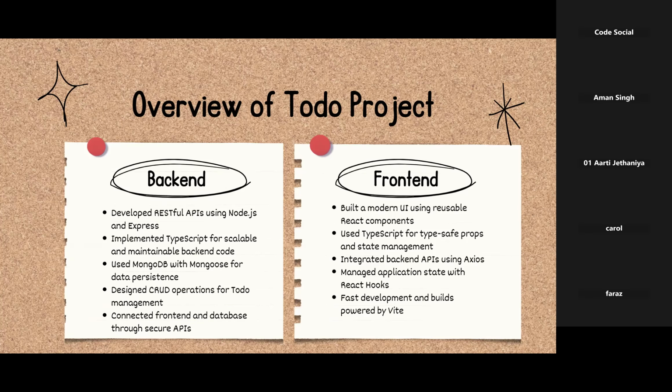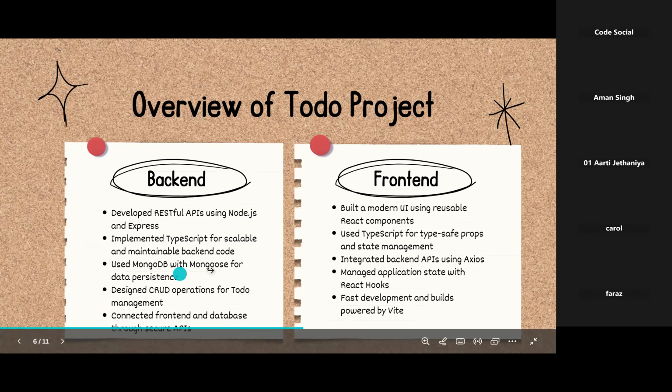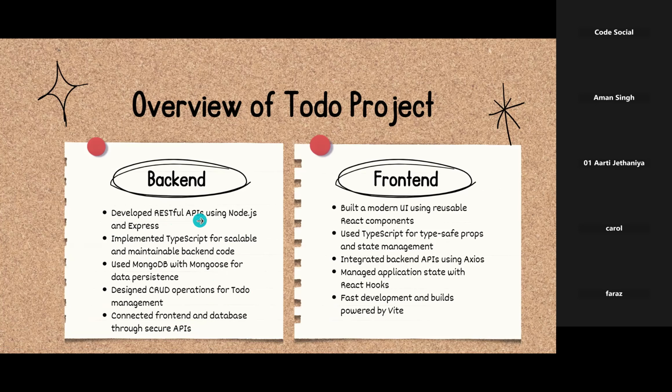Okay, so what the backend includes, I have written just the highlight points here, but I will walk you through it in detail in the project itself. So, develop RESTful APIs using Node.js and Express. As I said, first write the APIs and implement TypeScript for scalable and maintainable backend code. Do you know why TypeScript and not JavaScript? TypeScript is nothing but a form of JavaScript, but with types.